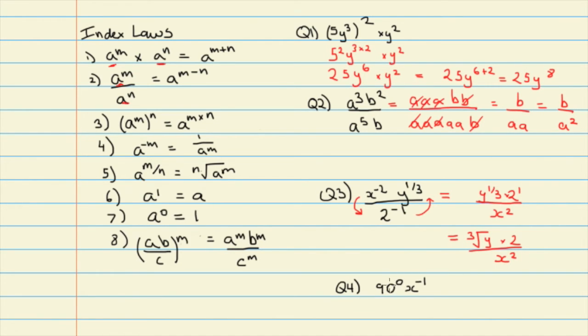For this one here, I have 90 to the power of 0 times x to the negative 1. So we know that 90, or anything to the power of 0, is just 1. So this will be 1 times x to the negative 1. But now we can apply our 4th index law and get 1 over x to the 1, which is just 1 over x.